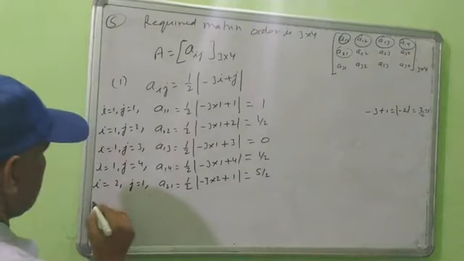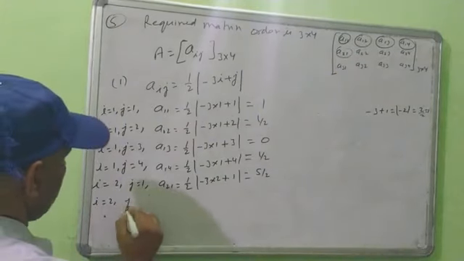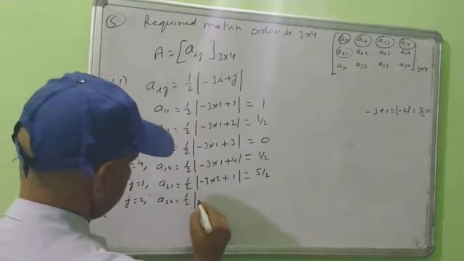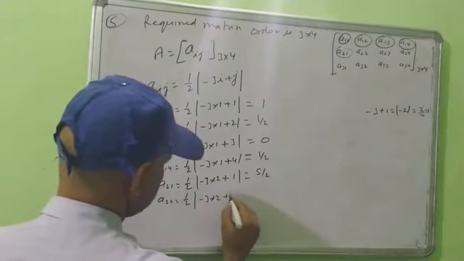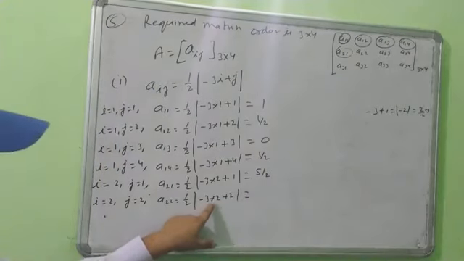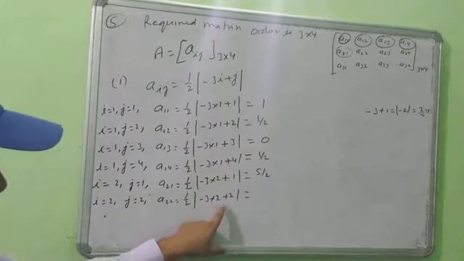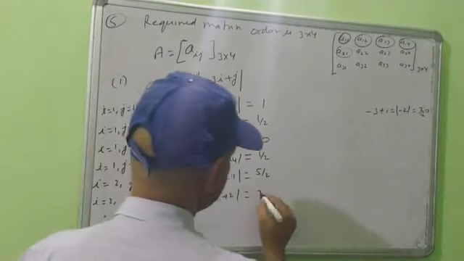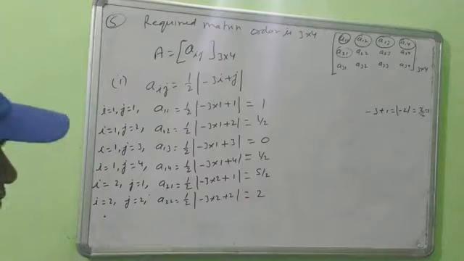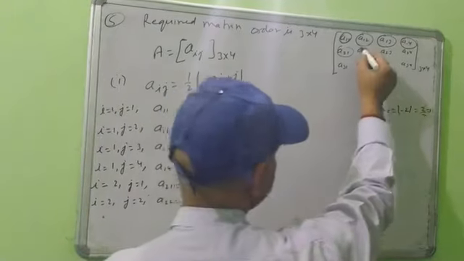Next, i equal to 2 and j is also 2. And then 2 into 2, 1 by 2 mod, 3 into 2 plus 2. So 3 into 2 is 6, minus 6 plus 2 is minus 4, divided by 2. So after solving this, we get the answer 2. Next, this one is completed.